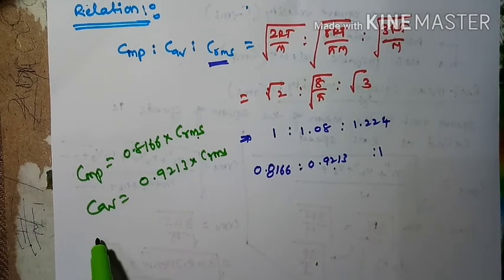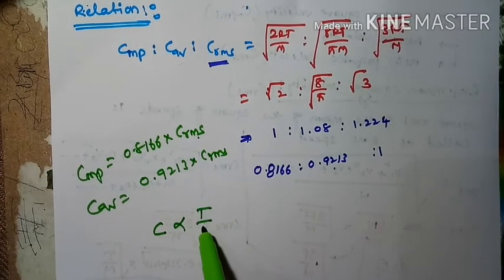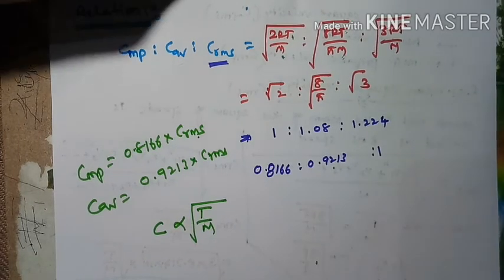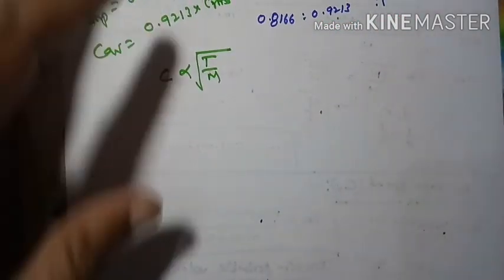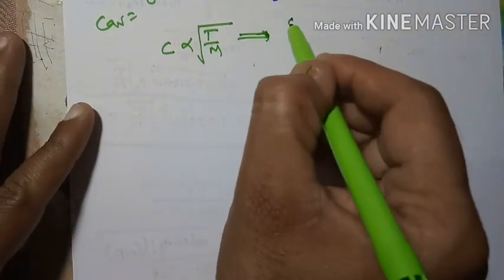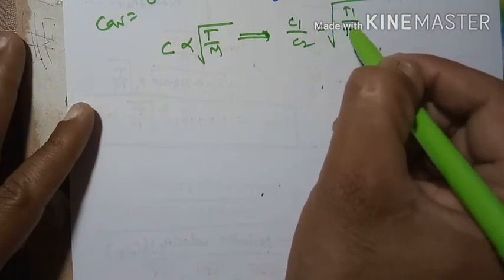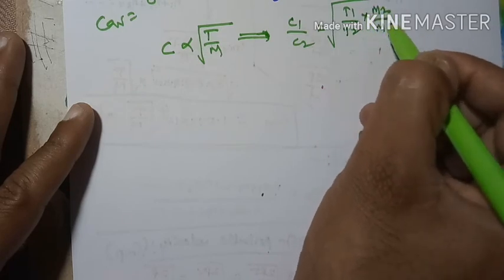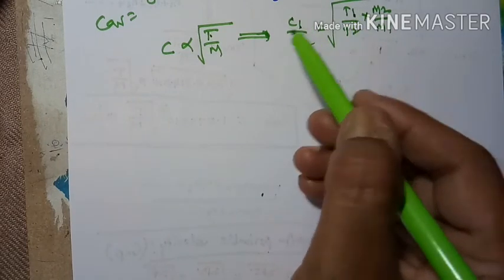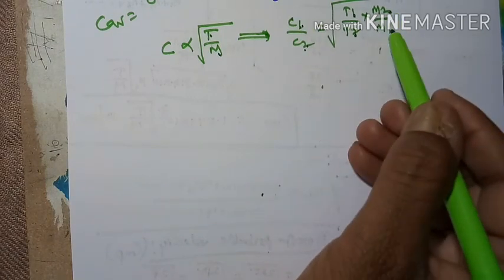Next one. Whatever the velocity is, it is directly proportional to under root T by M. So from this we can write C1 by C2 is equal to under root of T1 by T2 into M2 by M1. T is a proportional relation, so where 1 is present we get 1, and where 2 is present we get 2. M is an inverse relation, so where 1 is present we get 2, and where 2 is present we get 1.